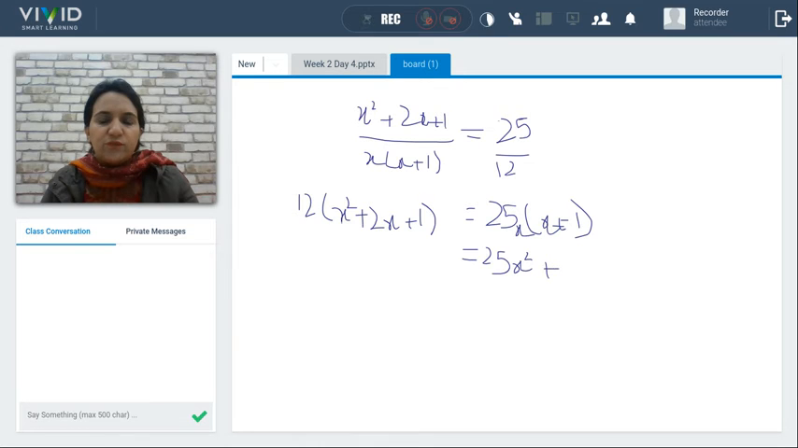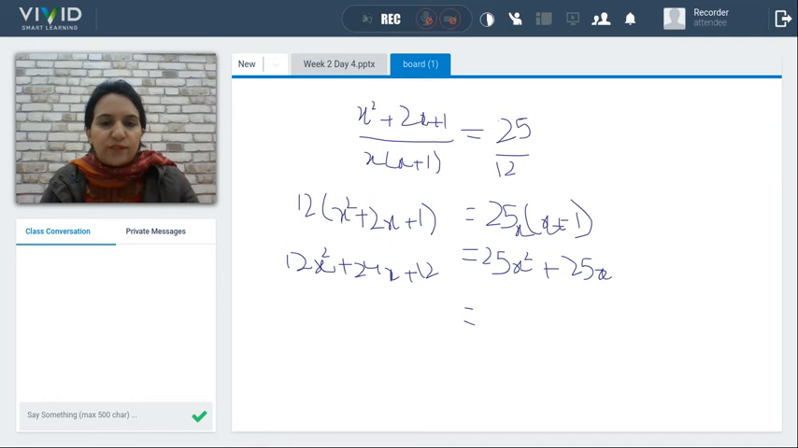Now 25x multiplied with x gives 25x square, and 25x multiplied by 1 remains 25x. If we multiply this, we will get 12x square plus 12 twos are 24x and 12 ones are 12. We have to bring like terms together. Now x square and x terms are on the right hand side. We have to write all these terms together on the left hand side to solve them.